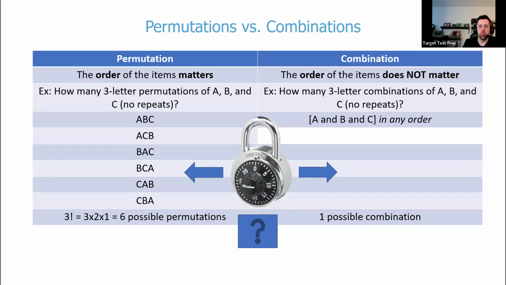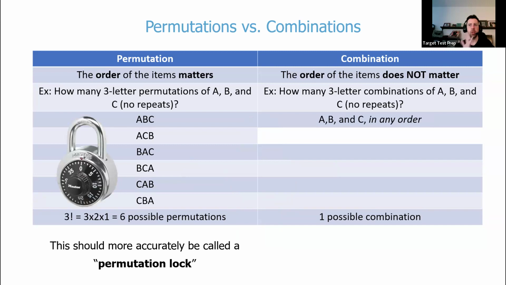Just gonna cold call somebody. Ava, why should this be called a permutation lock? The order of the values matters. Right. Like if your locker combination is 4, 19, 10, you've got to put those numbers in that order, right? So it doesn't work if you do 19, 10, 4, even though that would be the same combination of those 3 numbers. Okay. So yeah, this should be called a permutation lock mathematically.